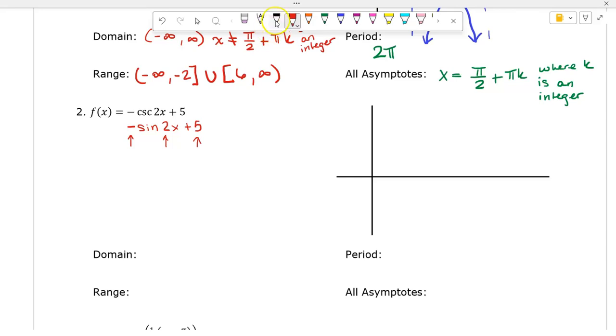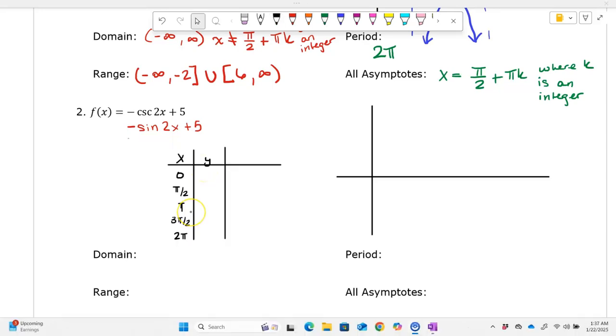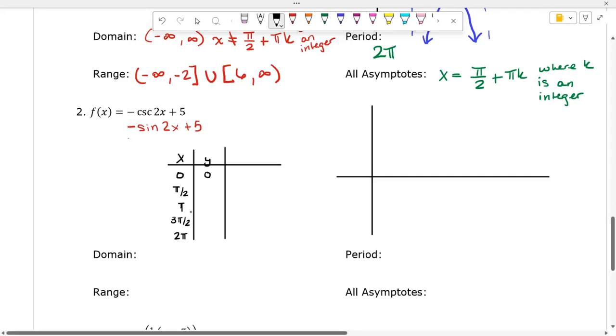So let's go ahead and see what that does. Let's create our table of values and go from there. Graphing sine, at 0, sine is also 0. Pi over 2, it goes up to 1. Pi back to 0, 3 pi over 2, negative 1, and 2 pi is back to 0. So this would be my actual table if it was just sine x, and I would graph just like that. But it's not just sine x, it's negative sine 2x plus 5. And then I've got to turn that sine into cosecant.